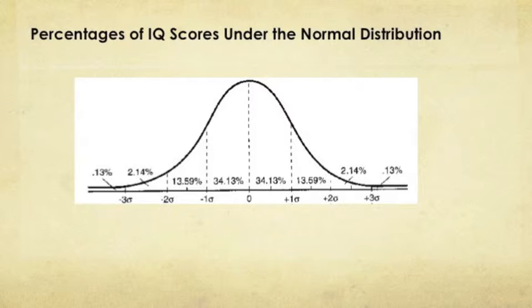Those dotted lines you see are standard deviations. We use these to determine what percentage of cases will fall above or below the mean.